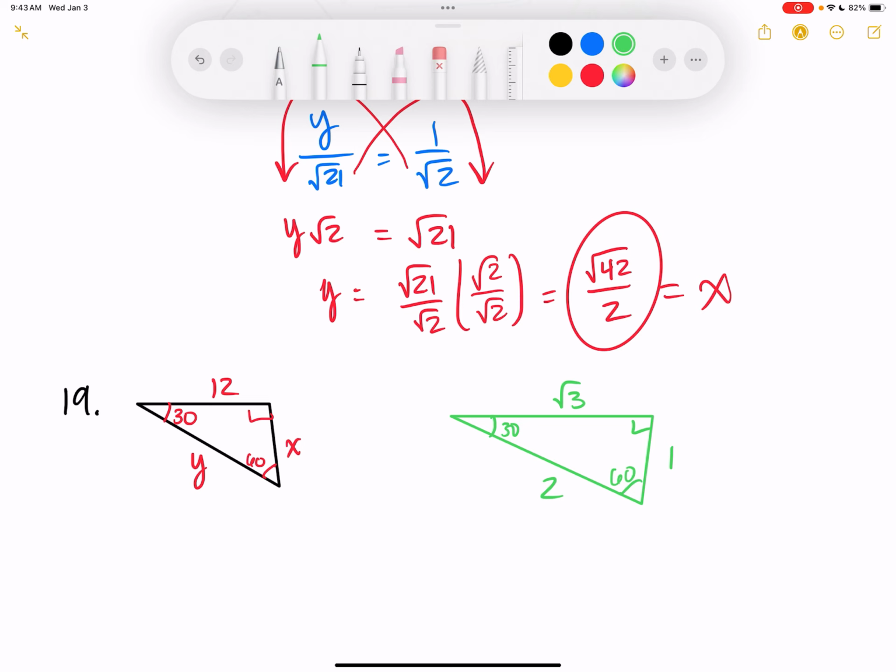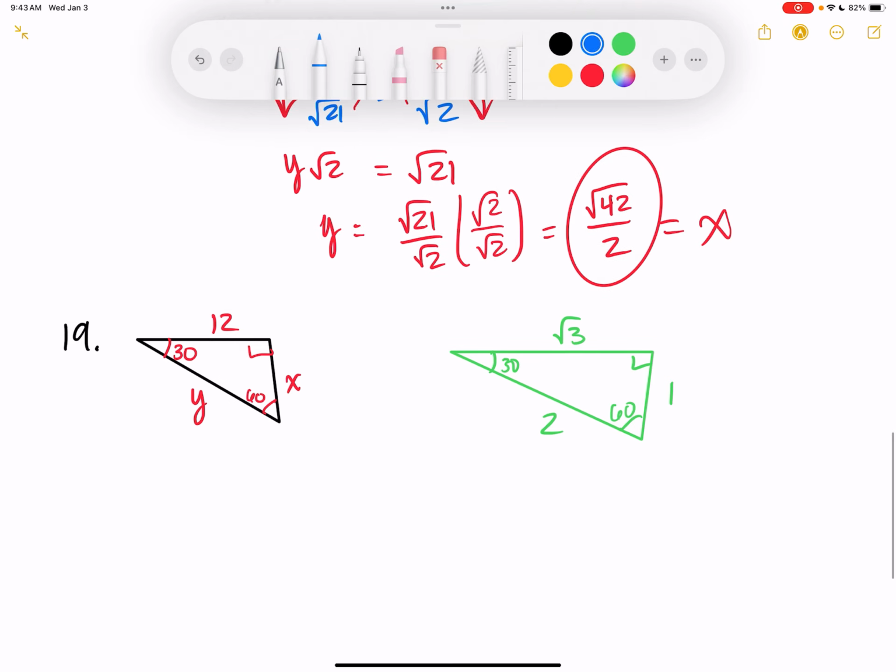So I'm going to look at this the same way I did the other one, but now because I obviously have an x and a y, and they are not going to be equal because they're not the same angle, I'll have to actually cross multiply twice. But I'm going to do it the same way. So I'm going to have 12 over y is equal to the square root of 3 over 2.